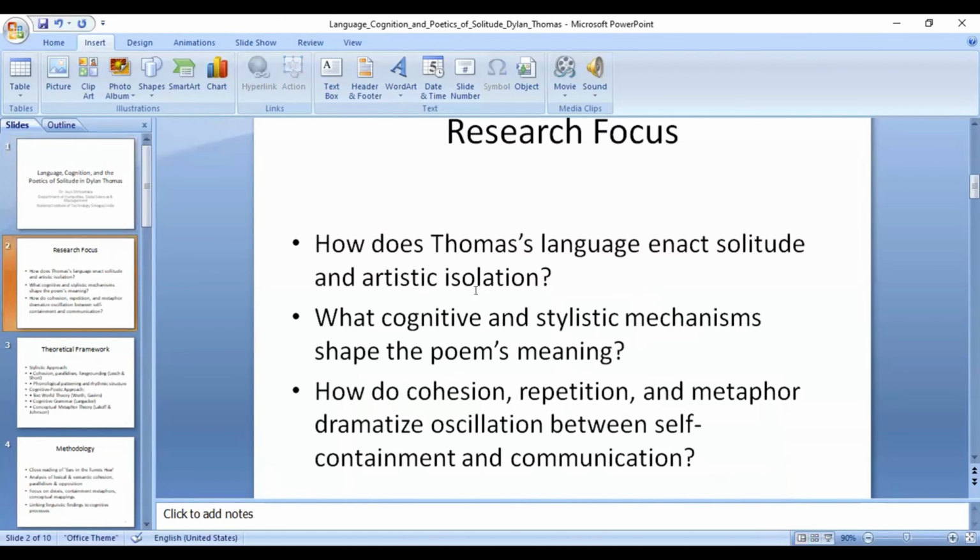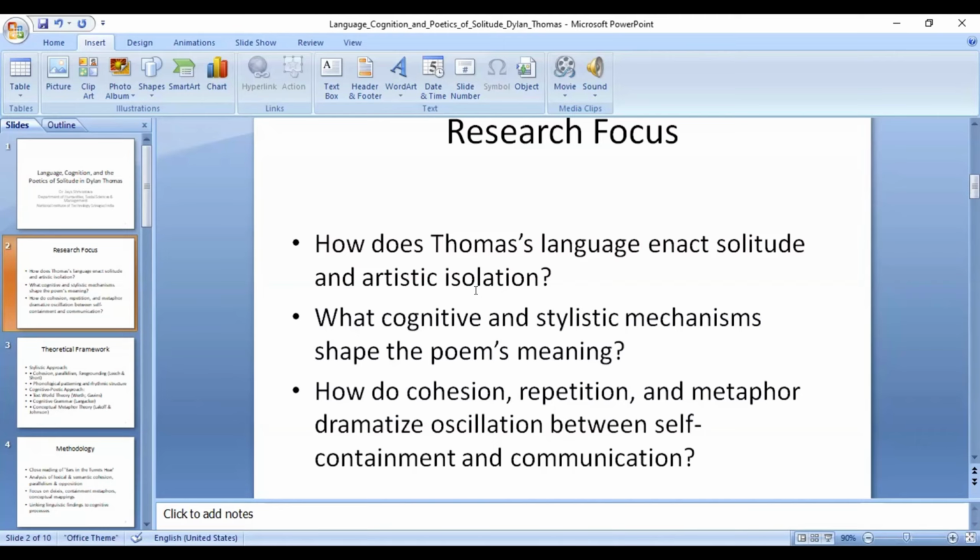Dylan Thomas's poetry, often described as a fusion of sensual lyricism and metaphysical intensity, continually enacts the tension between inner consciousness and external reality. Among his works, Ears in the Turrets Hear stands out as a striking meditation on solitude, artistic identity, and the dialectic between self-containment and communication.